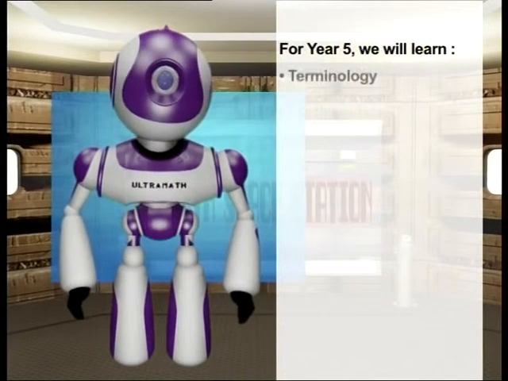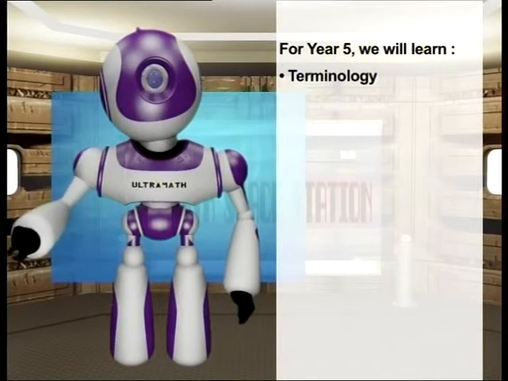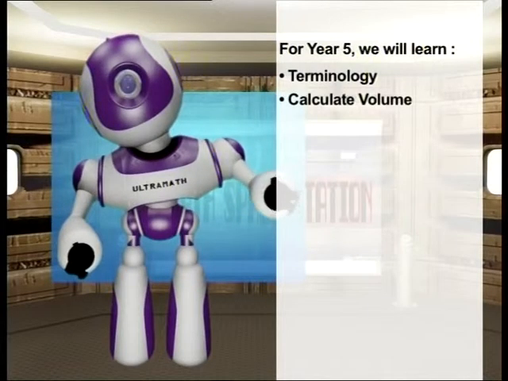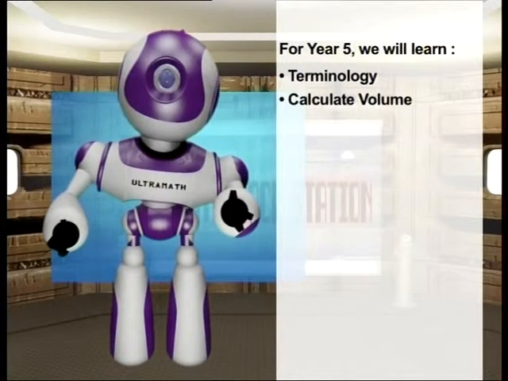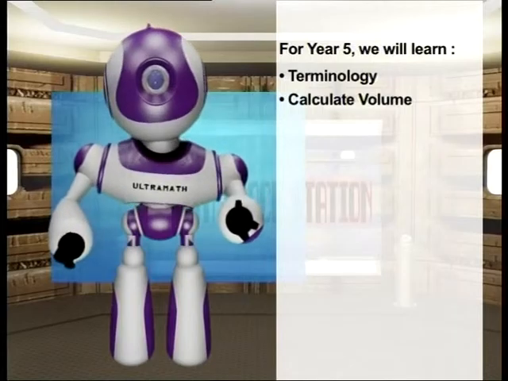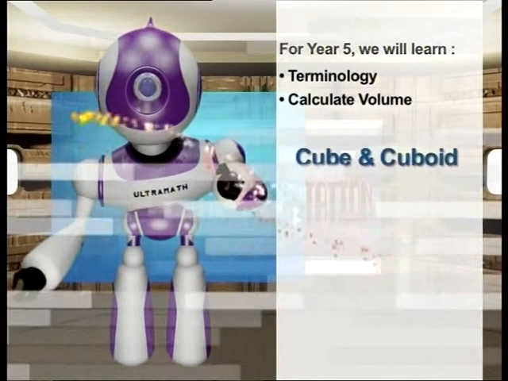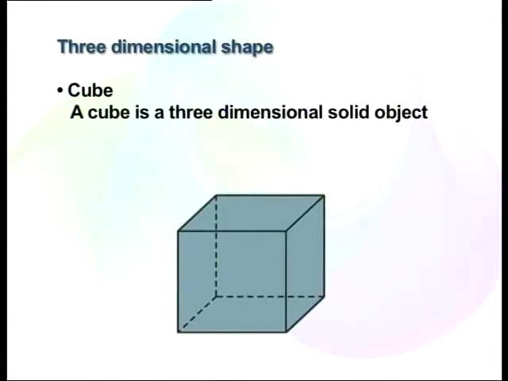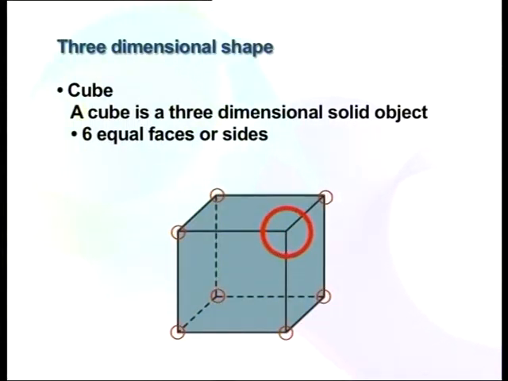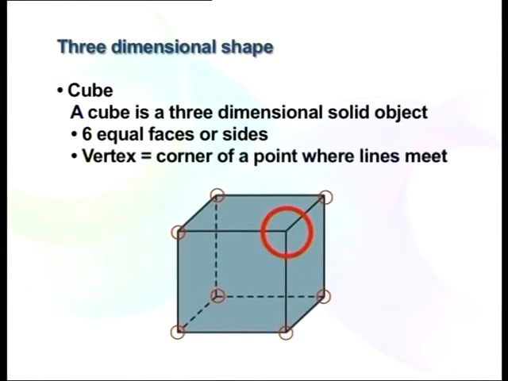Today, we will learn about the terminology used to describe three-dimensional shapes and how to calculate their volume. For Year 5, we only learn about cube and cuboid. A cube is a three-dimensional solid object that has 6 equal faces or sides. It has 3 edges meeting at each vertex. What is a vertex? A vertex is a corner or a point where lines meet.